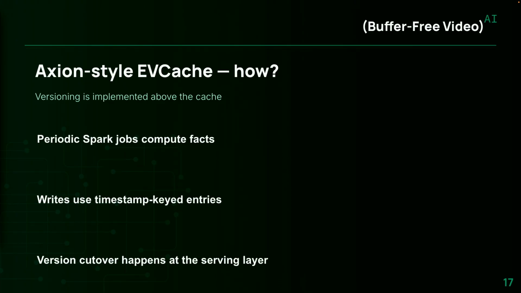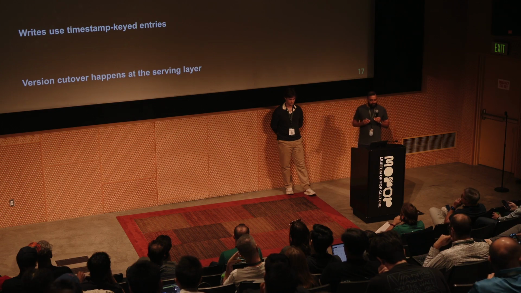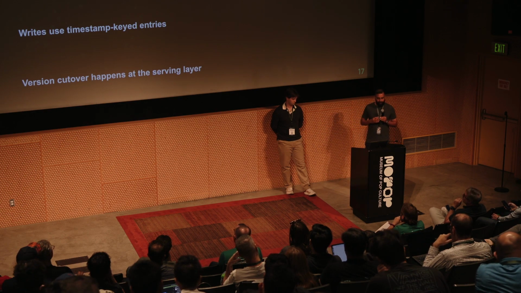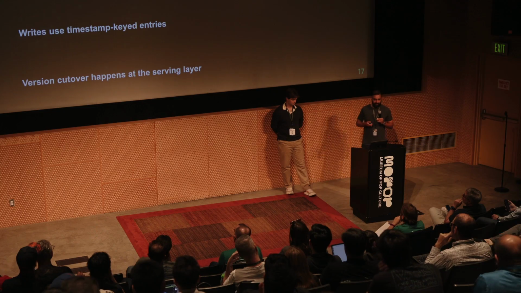Action implements versioning on top of EV cache, but at the application level. A periodic Spark job computes facts and stores it in S3 for durability, and EV cache for low latency querying. Entries are keyed by date. Each day's data is immutable once written. Version cutover happens at the app layer, and 18 trailing days of versions are held in the cache. So you get versioning, but only as a convention layered on top of a non-versioned cache at the app level.